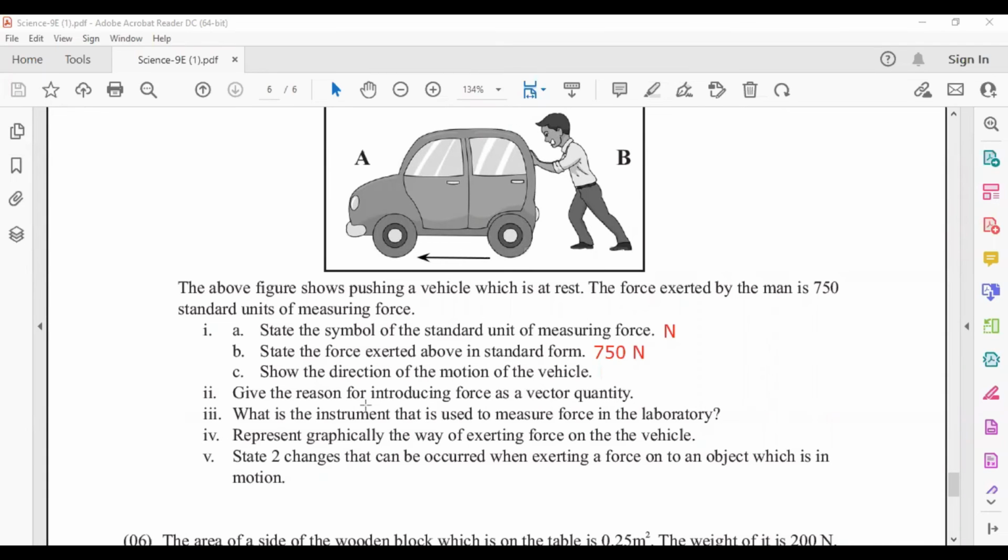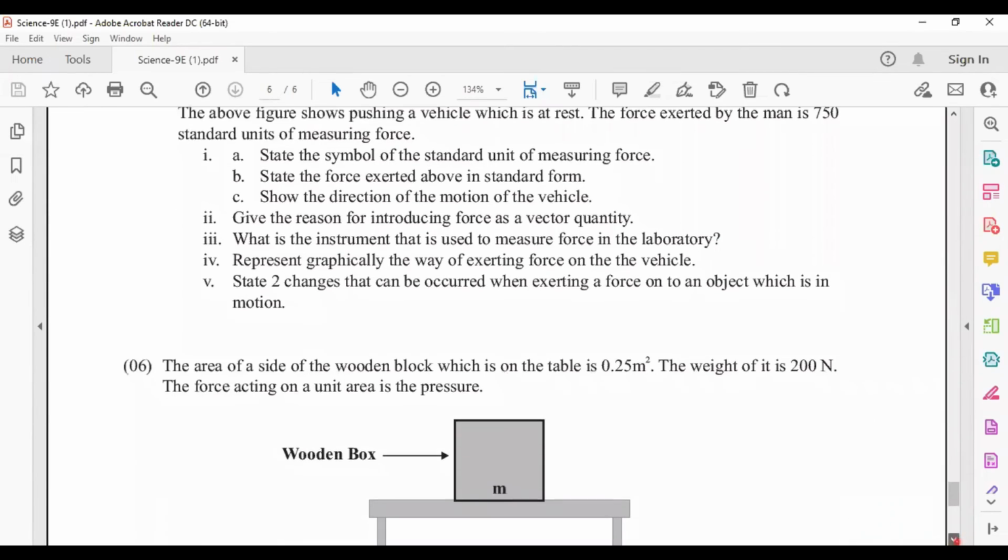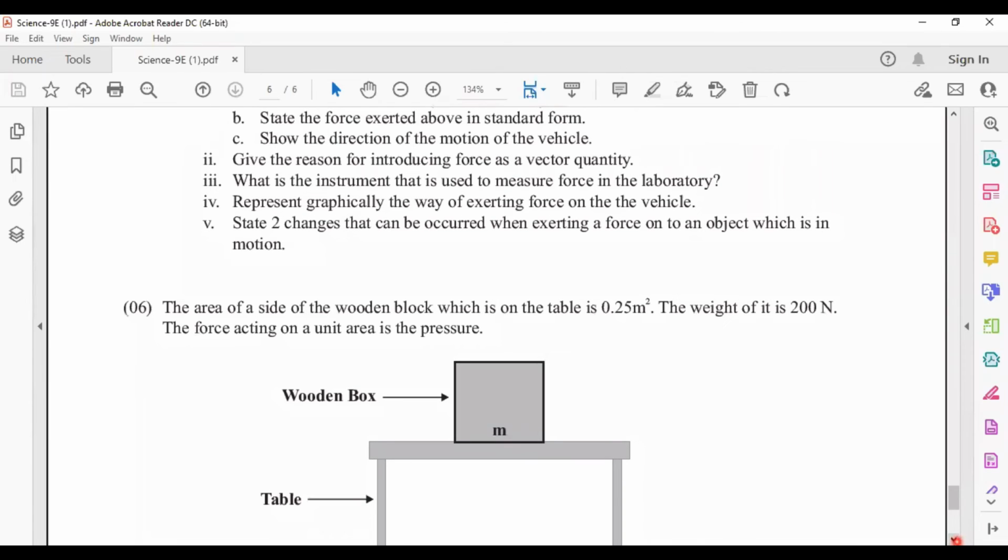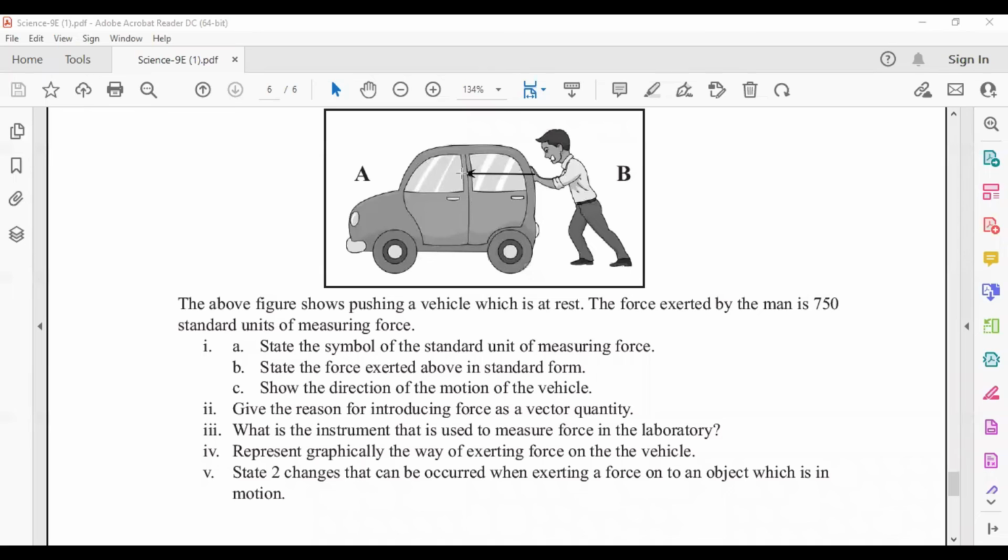Give the reason for introducing force as a vector quantity. It's a vector quantity because force has a magnitude and a direction. What is the instrument that is used to measure force in the laboratory? Newton spring balance. Represent graphically the way of exerting force on this vehicle. This is the point of application of force.